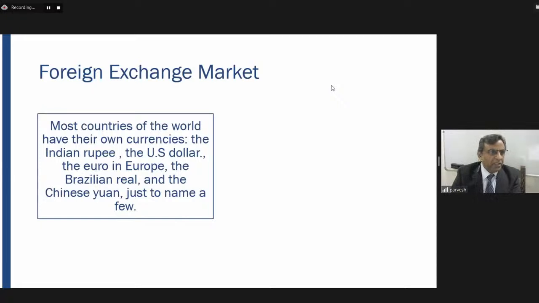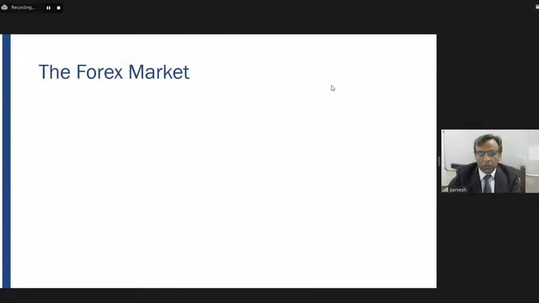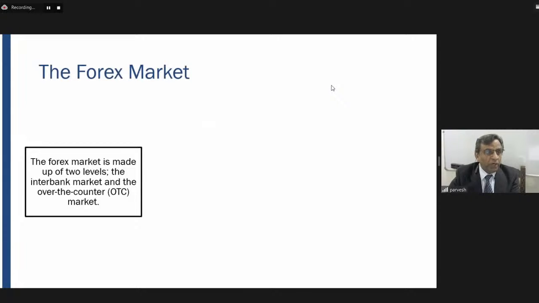Because there are so many currencies in the world, we require a forex market to carry on the trade. So the trading happens in these currencies, and that makes the forex exchange market. Now, a very important thing which we are going to cover, because this is part of our basics learning, is what this forex market is.